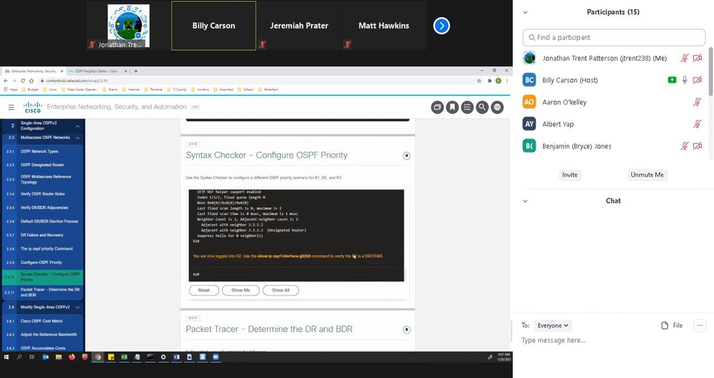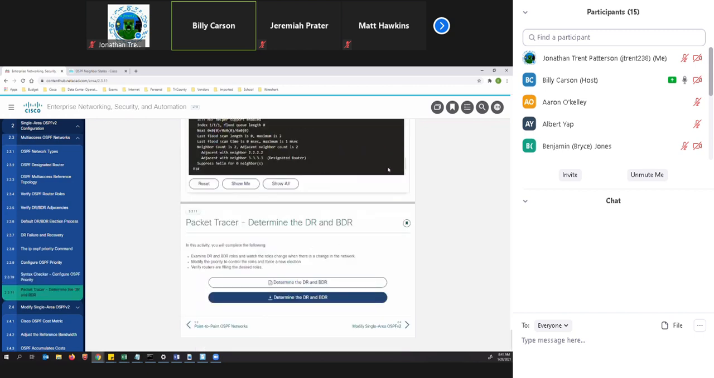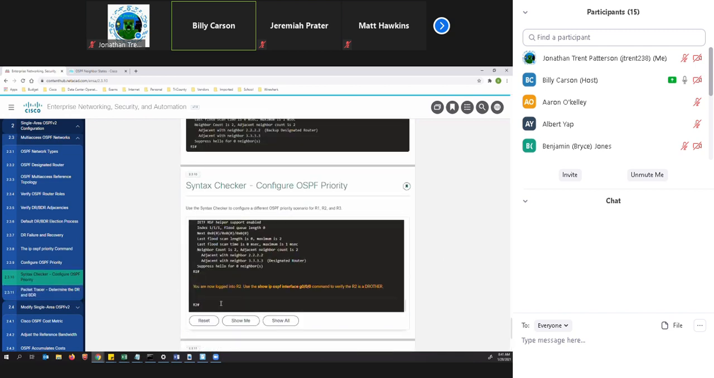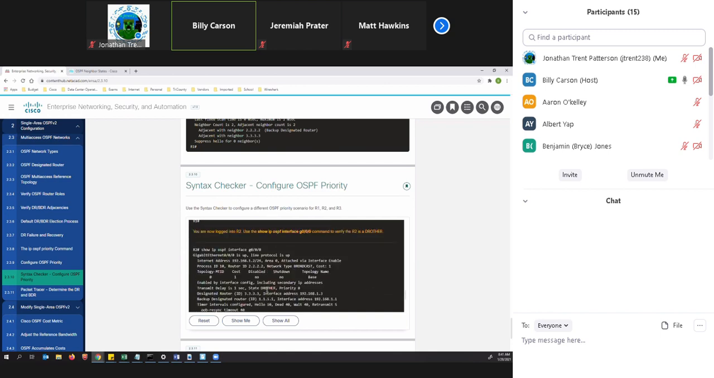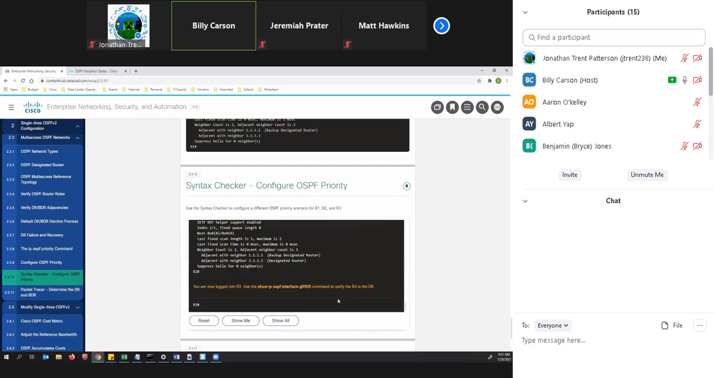Right. So R2, what does he want us to do? Log into R2, do the same thing. Show IP OSPF interface. Same thing here. We go up here, we can see it. It's a DROther, priority 0. Anytime it's a 0, that's what it's going to be. And router 3 here.